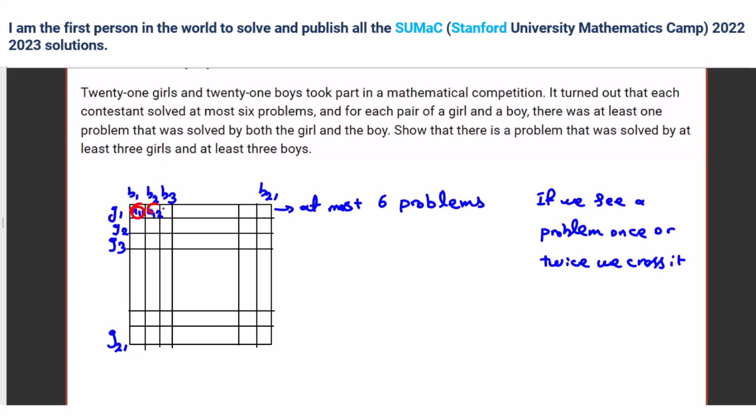Look, do you agree here? We've written some problems, at most 6 problems here. So if we see, for example, problem 6 three times, we won't cross it. Or if you see 4 five times, we don't cross it. But if you see 3 once, we cross it. If we see 2 twice, we cross it, okay? Because we want to find problems that repeat at least 3 times in this row. So now, in each row, we cross at most how many numbers?